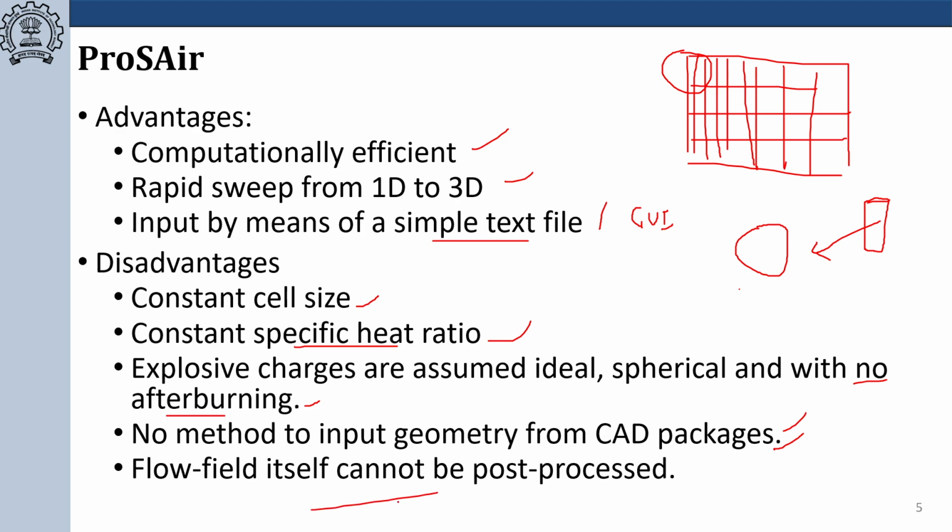And the flow field itself cannot be post processed. Basically, at each instant of time you cannot get the data, you can only get the pressure history. Say if I want the data after 5 seconds, then you have to stop the simulation at 5 seconds and obtain the data. You cannot get the data at 5 seconds after the complete simulation. It's like that.